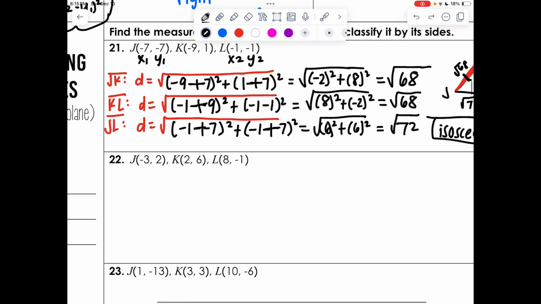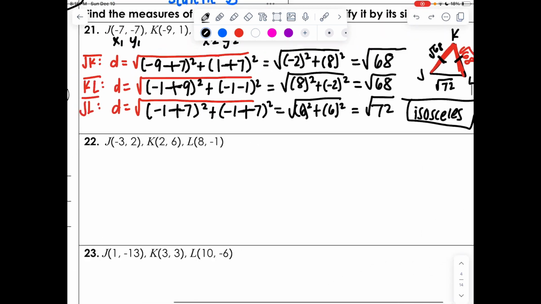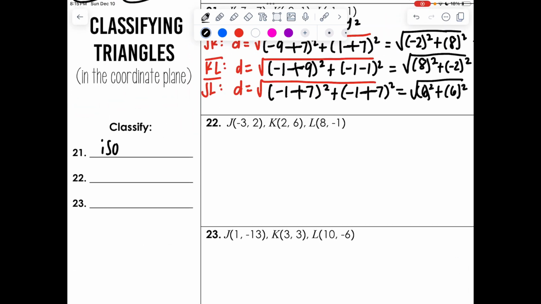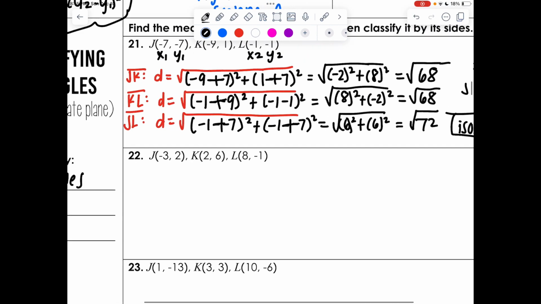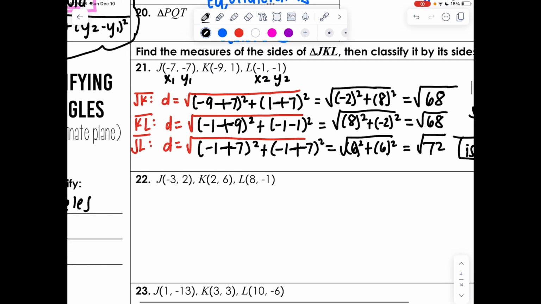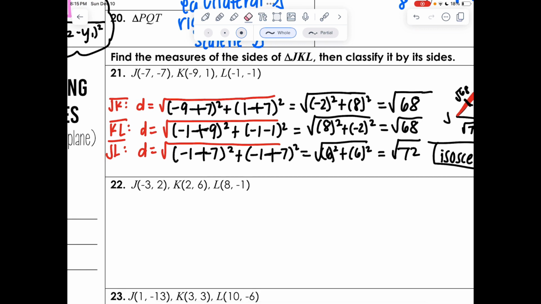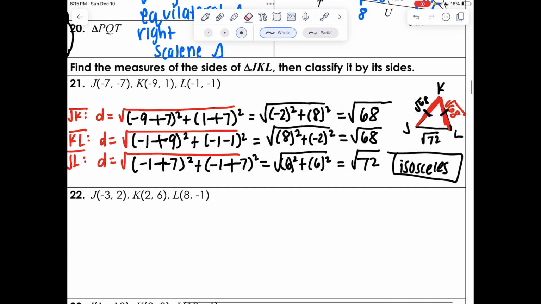Okay, so I'm actually not going to do the next two because hopefully this makes sense to you. You just use the distance formula. That's all you're doing, you're using the distance formula and plugging this in. If you don't understand how to do this, I will definitely help you tomorrow. But try these, or I guess you don't have to try 22 and 23, but just see how you feel, and then we'll do some practice.